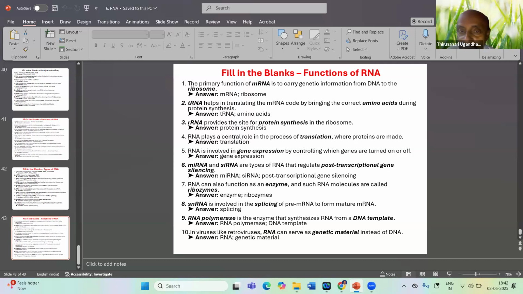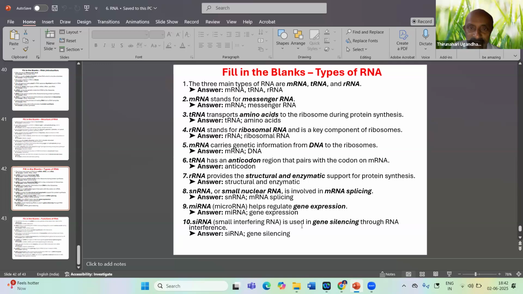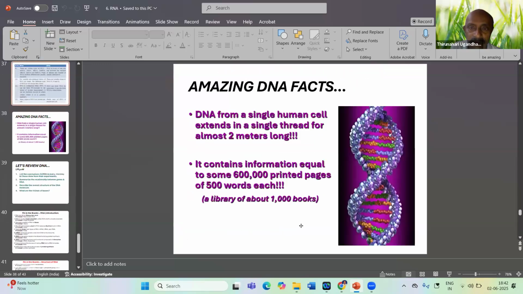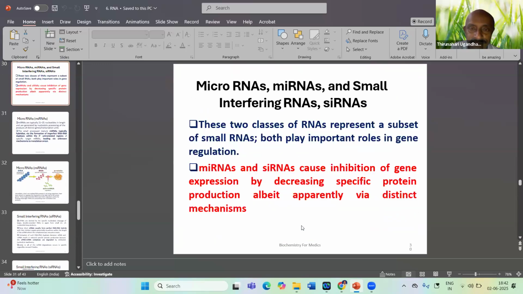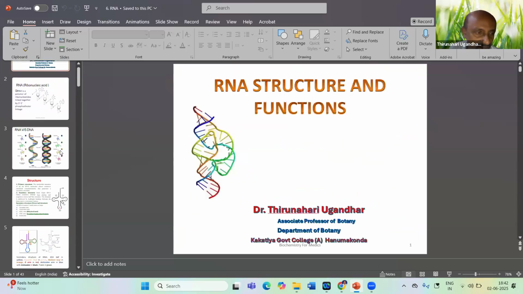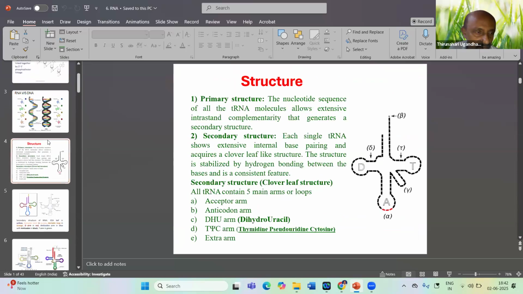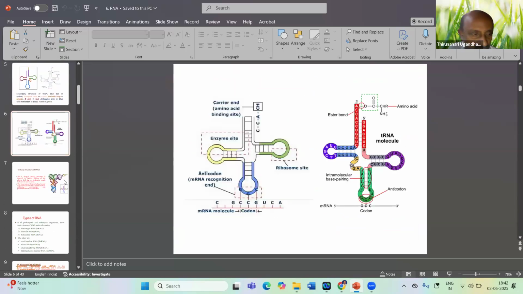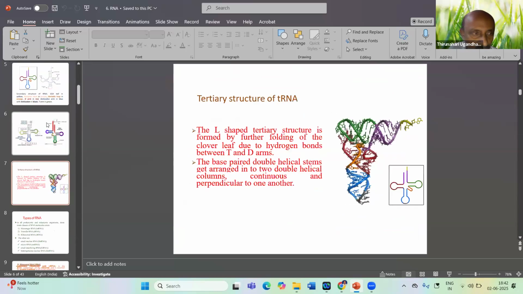That is also important for filling in the blanks on the functions of RNA, and also important for the characteristic features of RNAs. But here, this is the clover leaf model.